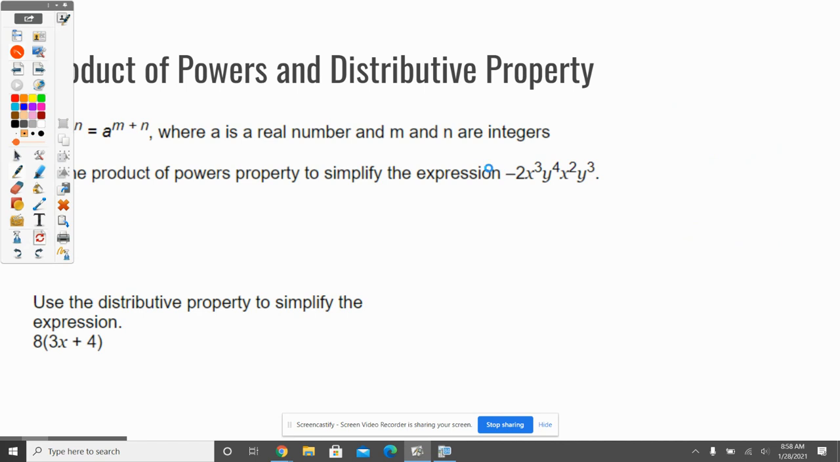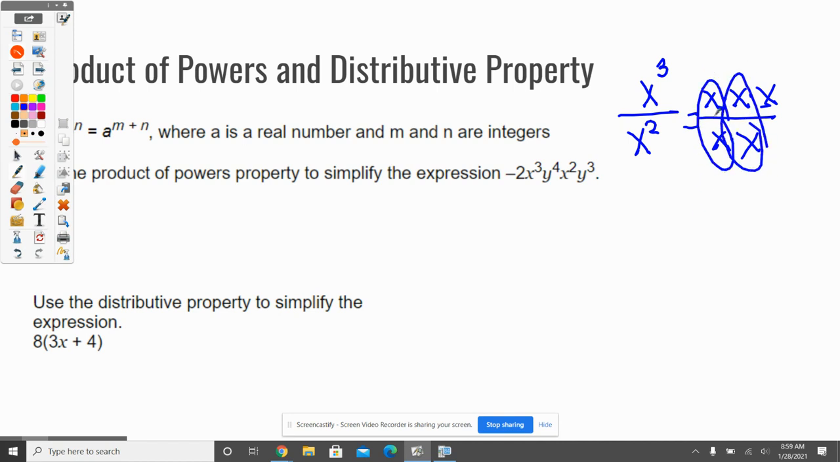And the last one is division. If I have x to the 3rd over x squared, what does it mean? It means x times x times x over x times x. Well, x over x is the same thing as 1. And this is the same thing as 1. So that simplifies and leaves me with just x, or x to the 1st. That comes from subtraction.